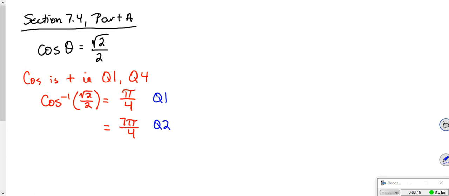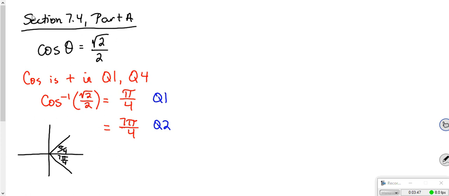Now, we're also not done. Okay, that's just kind of the first part. So pi over 4 is quadrant 1. Again, if I draw my unit circle here, okay, this is pi over 4. This down here is negative pi over 4 or 7 pi over 4. Okay, so first and fourth quadrant give us positive cosine. Now, we have to account for every possibility.